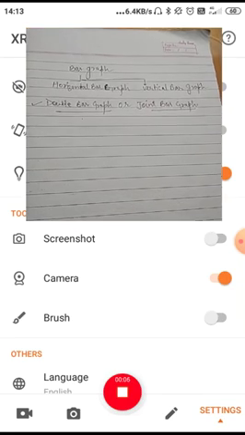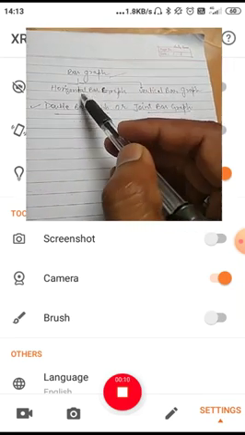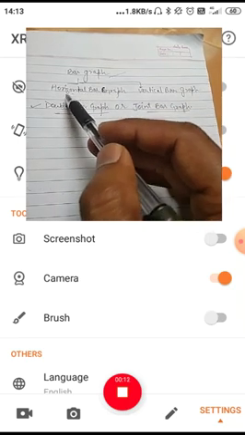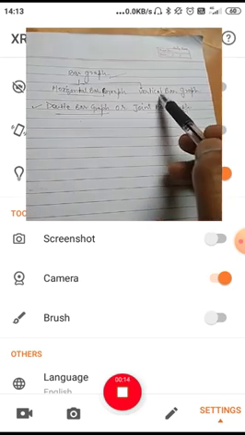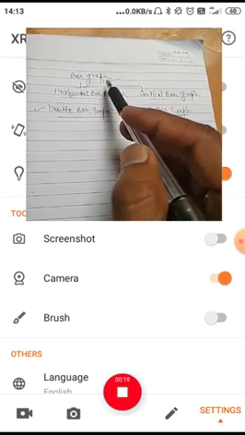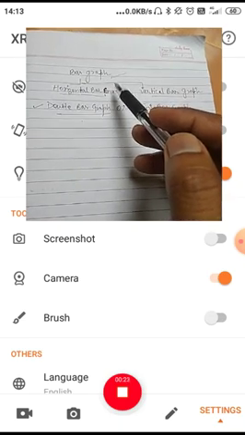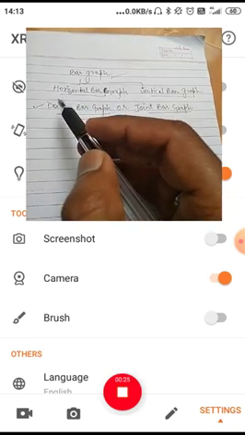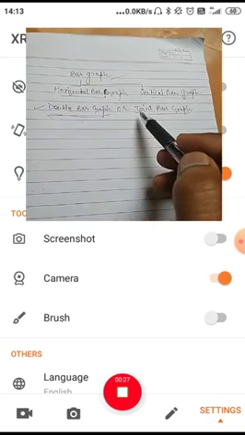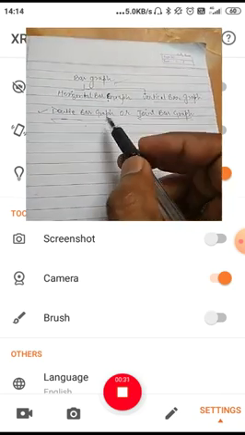Yesterday we studied about bar graphs and their types: horizontal bar graph and vertical bar graph. These topics were explained yesterday. Today we will discuss double bar graph, how to draw a double bar graph, and what is the use of bar graph.